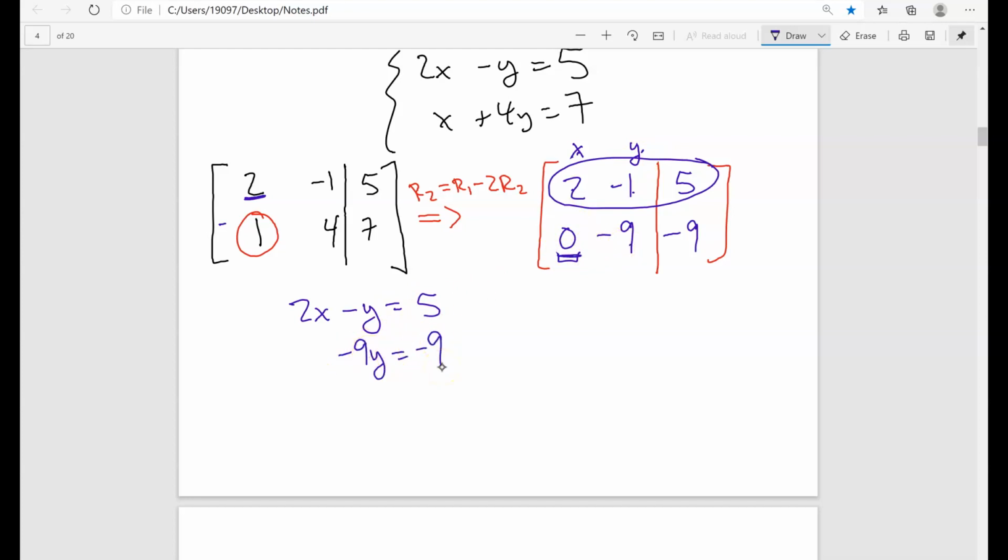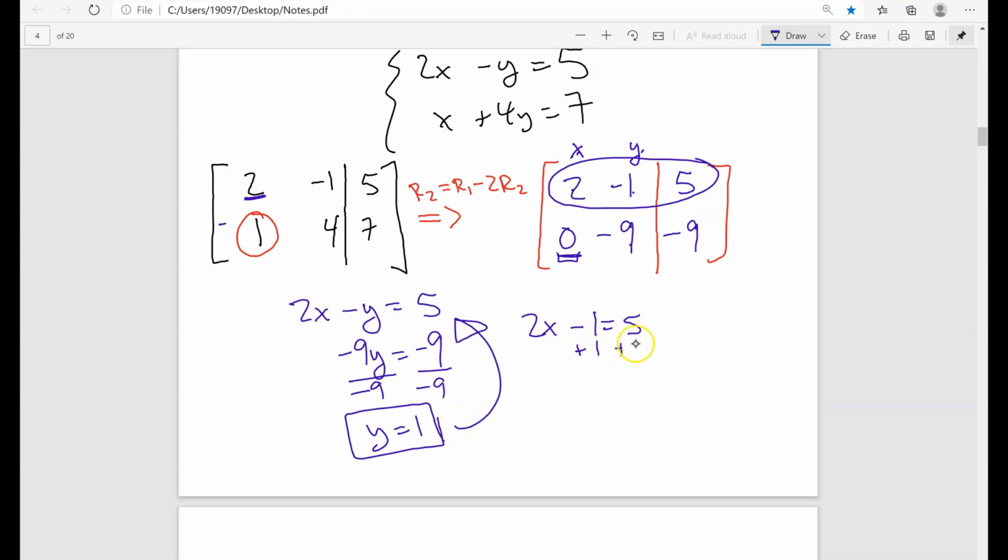9. And notice that this is now really easy. Just divide by negative 9, y equals 1, and then plug that back into the original. 2x minus 1 equals 5. Add the 1 over. So we get 6, so x is equal to 3, which was the solution to the very first problem that we did.